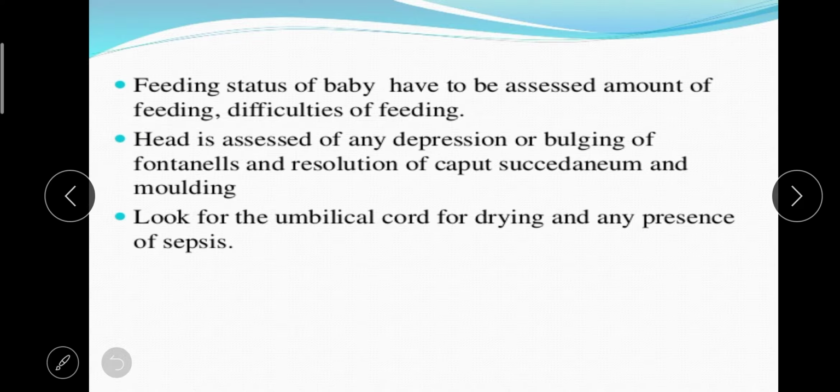The head is assessed for any depression or bulging of fontanelles, and resolution of caput succedaneum and molding. Look at the umbilical cord for drying and any presence of sepsis.